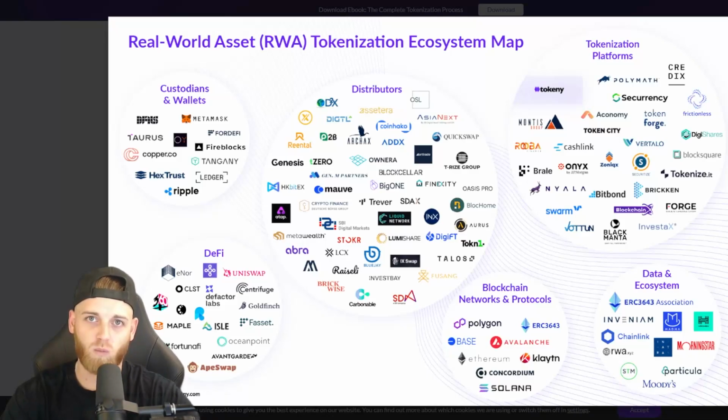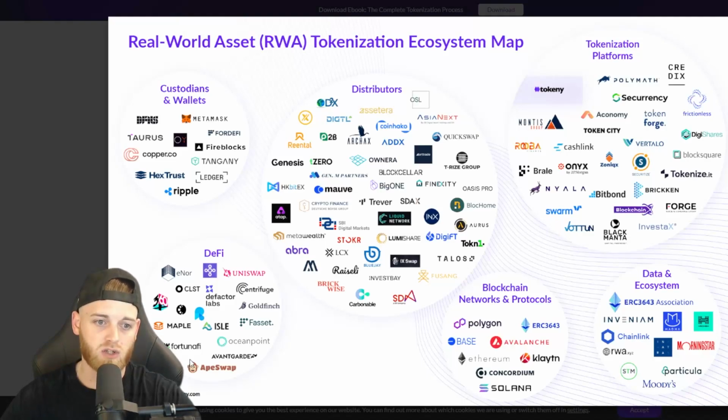So let's start off the video here with a description as to what real world assets actually are and what they mean here in the crypto space. So obviously you can see on the screen here, real world asset tokenization ecosystem map. What you've got here, you've got distributors, and it's name what it says on the tin, right? It's companies and projects that are associated with real world assets in themselves, and we will go into real world assets, exactly what they are, very shortly.